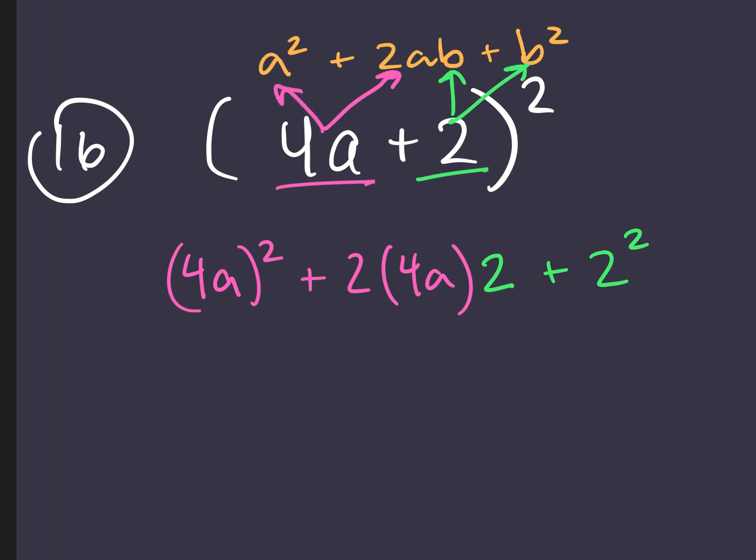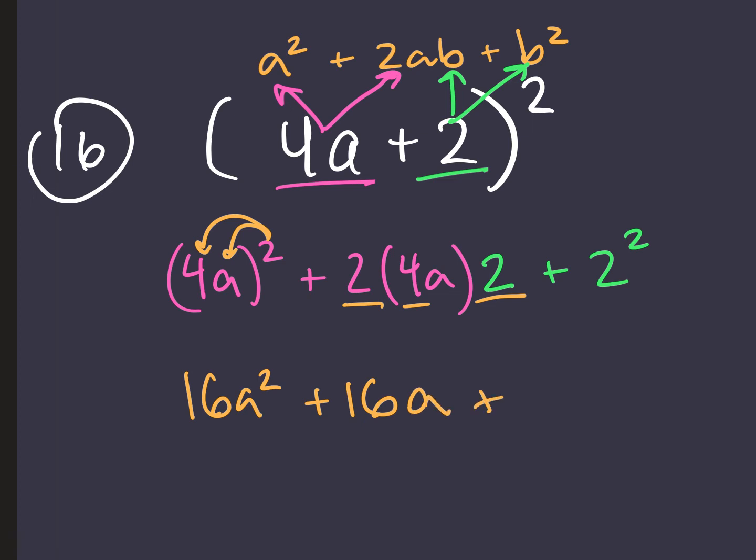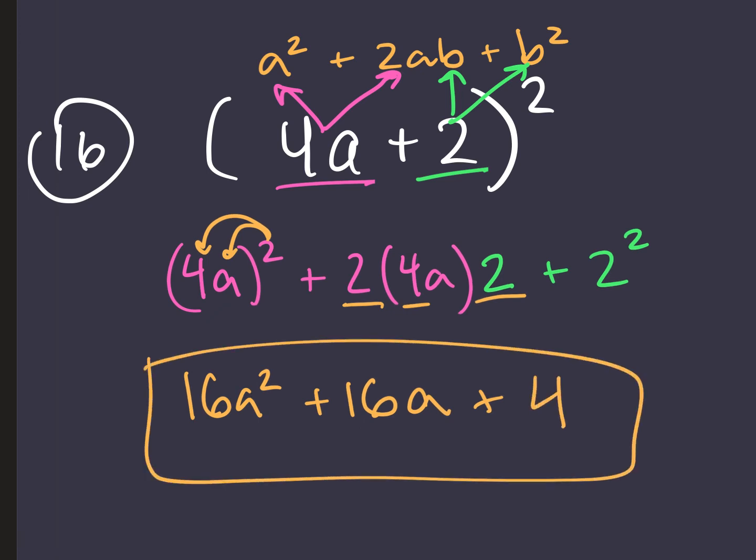What is 4a squared? 16a squared. Perfect. Keep the squared. Next, what's 2 times 4 times a times 2? 16. Perfect. 2 times 4 would be 8, and 8 times 2 is 16. We multiply the numbers together, and then that a just stays there, so 16a. And then lastly, what is 2 squared? 4. So this would be our answer.